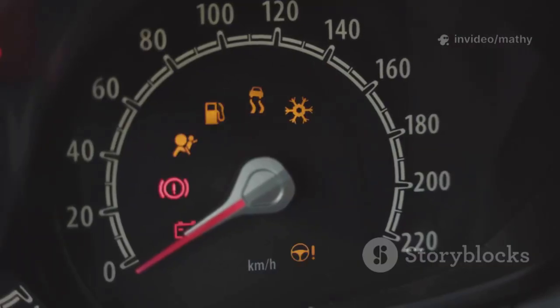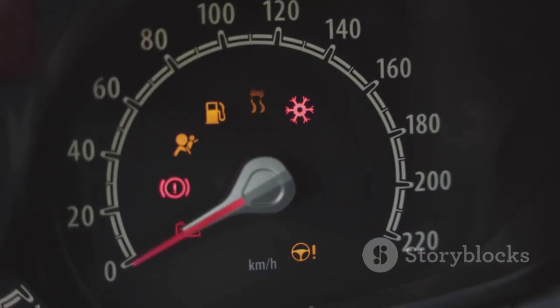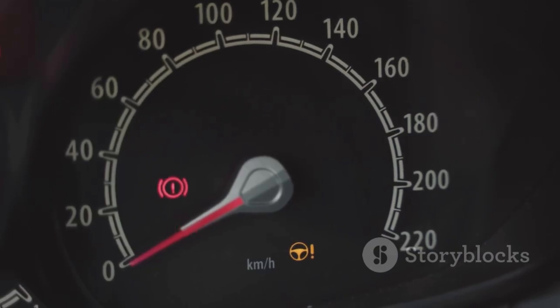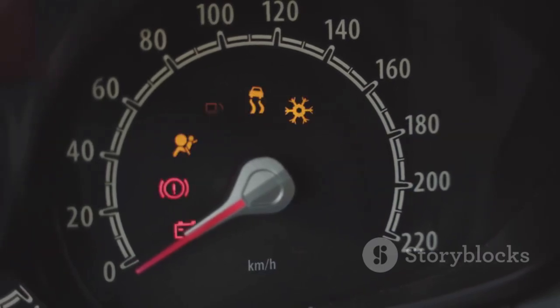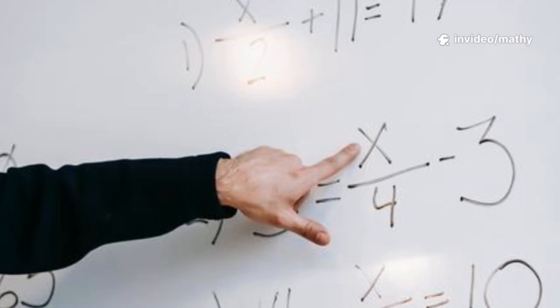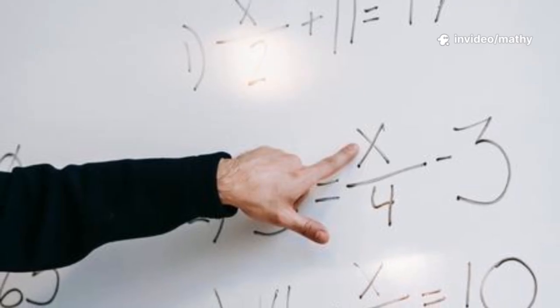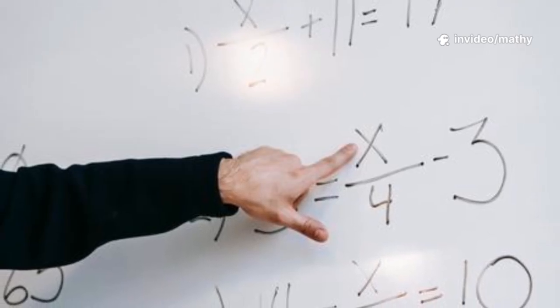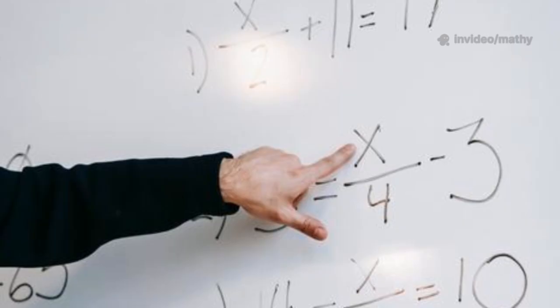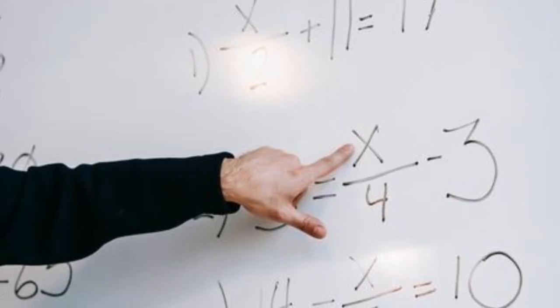M is the rate, also known as the slope. It tells you how much y changes for every 1 unit change in x. It's the steepness of the line on the graph. And b is your starting point, also called the y-intercept. It's the value of y when x is 0. It's where the line crosses the vertical axis on the graph.